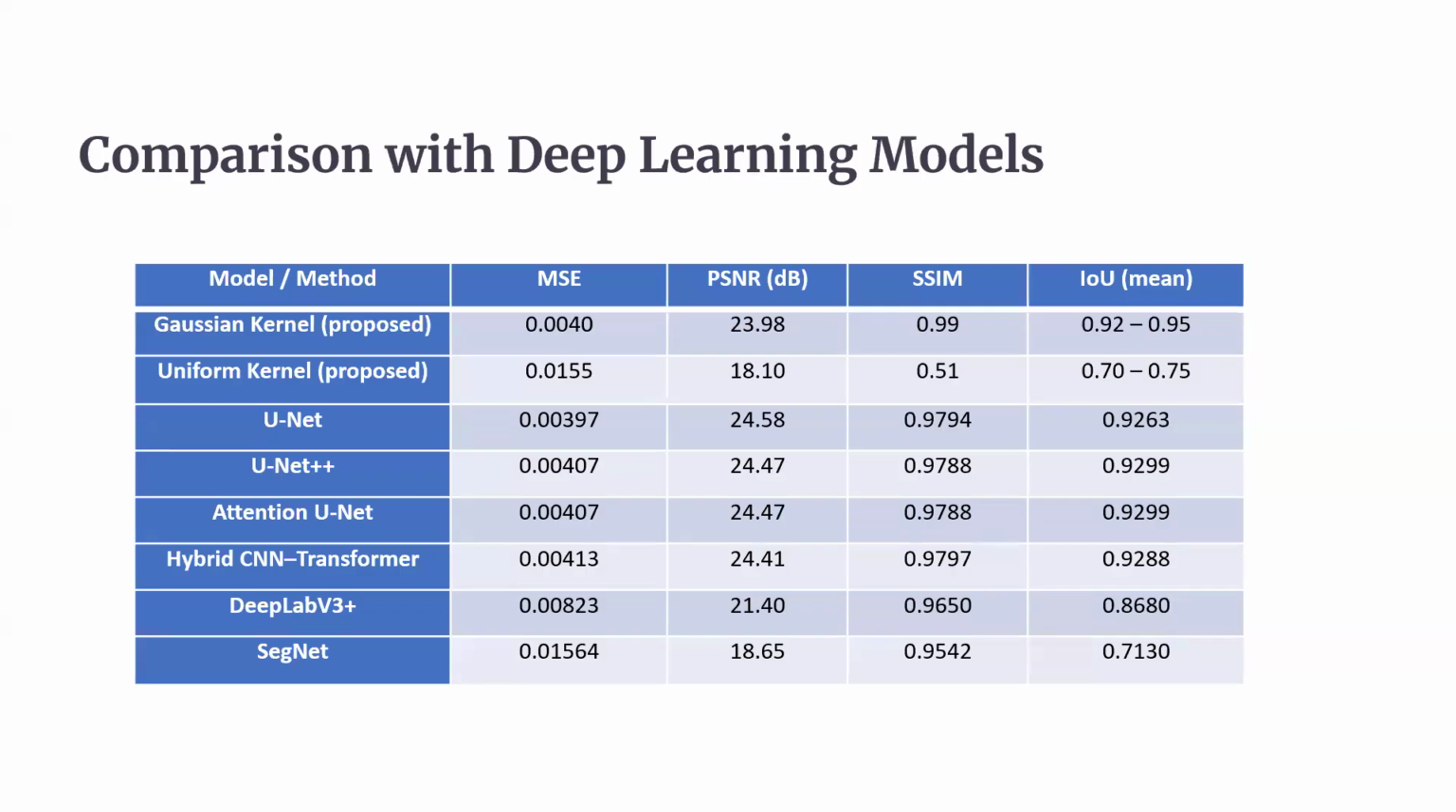The uniform kernel, meanwhile, is straightforward in design, but it has good performance since it treats all intensity values uniformly inside the window and exhibits much reduced sensitivity to local intensity variation, which yielded Jaccard from 0.70 to 0.75.